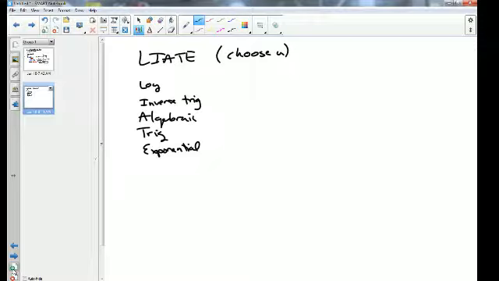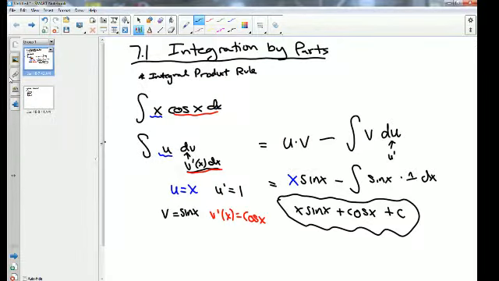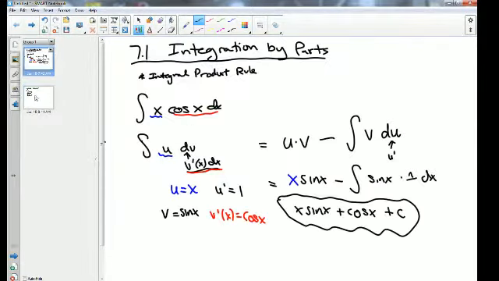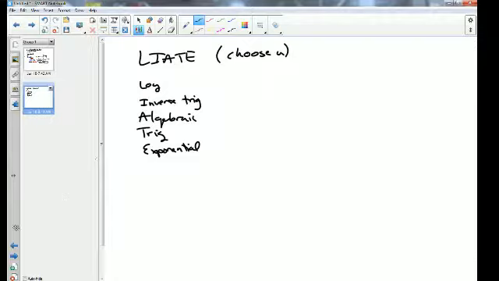Well, there's algebraic and trigonometric? Yeah, that last one has an algebraic function and a trig function, right? Which one's higher up the list, though? Algebraic. So choose algebraic first. Yeah, it's an order, so going top down.